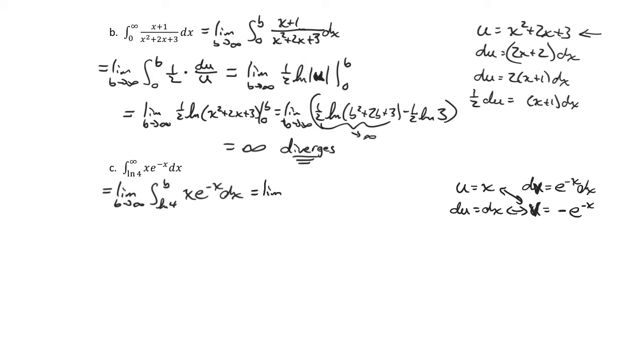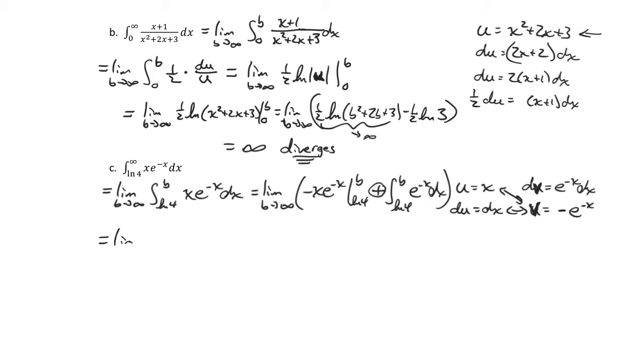So it says the limit as b goes to infinity, u times v is going to be negative x e to the negative x, and we're going to go from the natural log of 4 to b. And then we're going to subtract v times du. Well, v has a negative in it, and I'm subtracting, so that's really going to be a plus the integral from the natural log of 4 to b of e to the negative x dx. All right, so let's go ahead and make the substitutions here of our lower and upper limits. Then we'll evaluate this limit here.